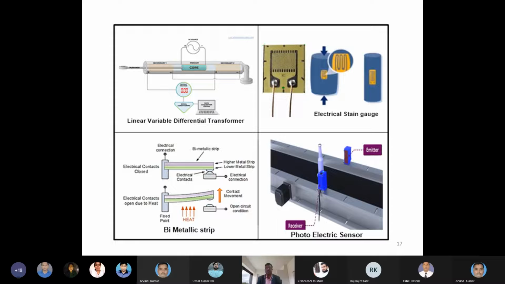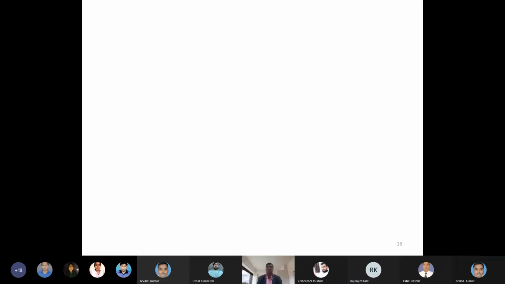So there are many ways by which we can provide this photodiode and photoelectric sensor system, which is very commonly used in continuous production systems.